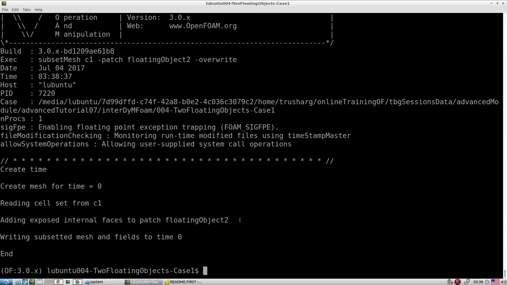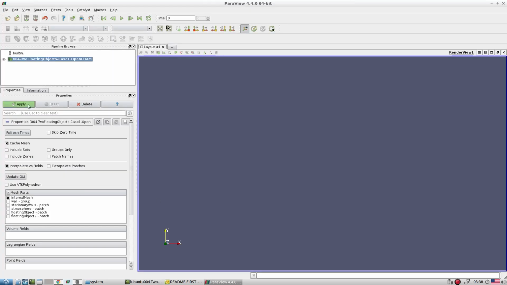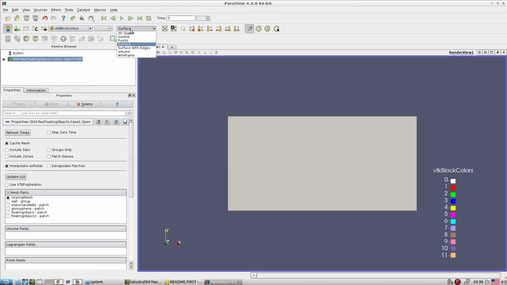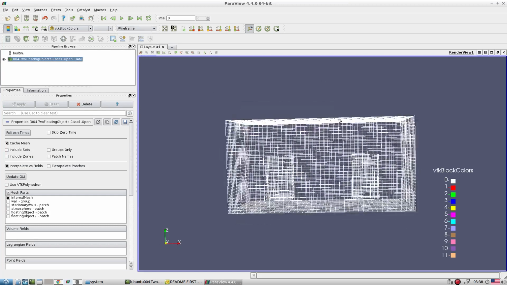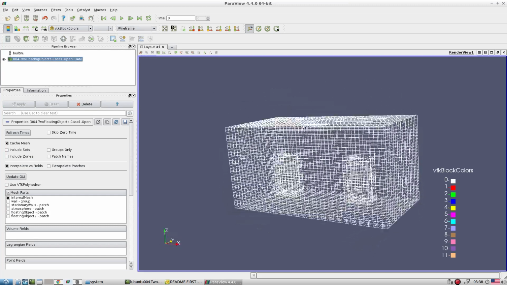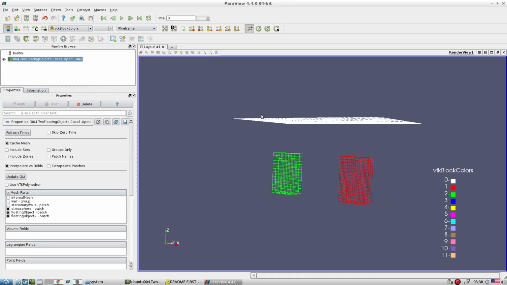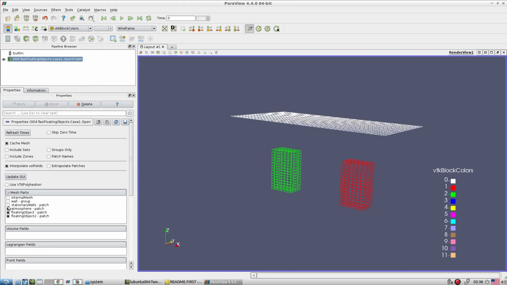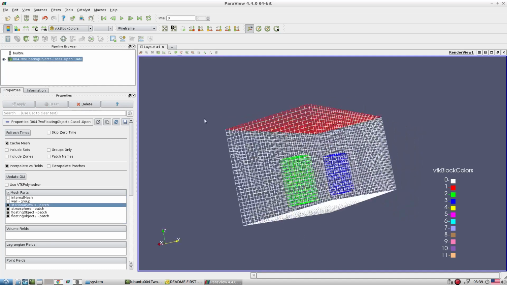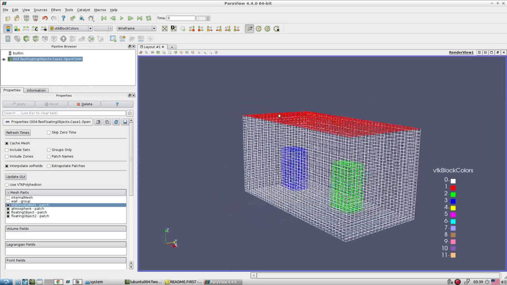So we constructed floating object 2 as well. Now if you go here and check the entry, we have two objects, that is what we constructed, and here are objects 1 and 2. Then we have an atmosphere patch at the top, and all the others are stationary walls. So these are all the walls, and the top is the atmospheric condition.